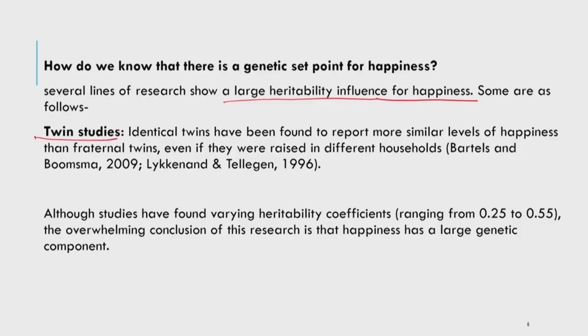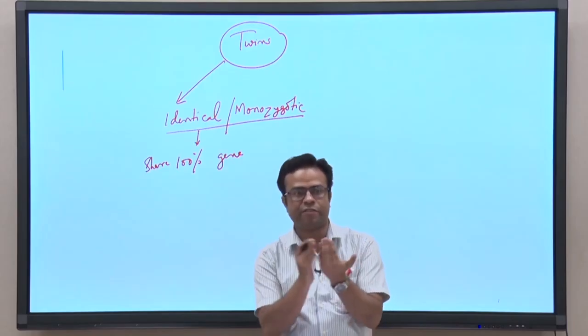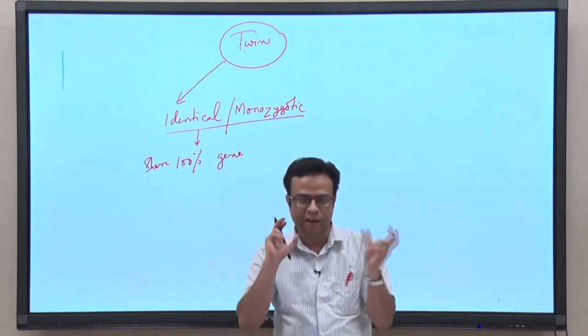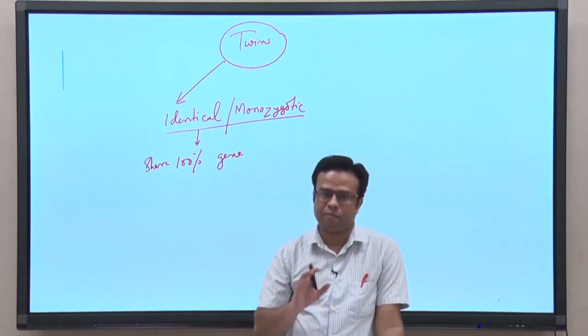So, researchers study twins. There are basically two types of twins. Let us see what these two types are. Twins can be categorized into two different categories. One category is called identical or monozygotic twins, and they share 100% of their genes. These are the twins who look exactly the same. You might have seen such twins, where it is very difficult to distinguish between them. They look exactly similar in physical characteristics and also in a lot of mental characteristics, primarily because they share 100% the same genes.